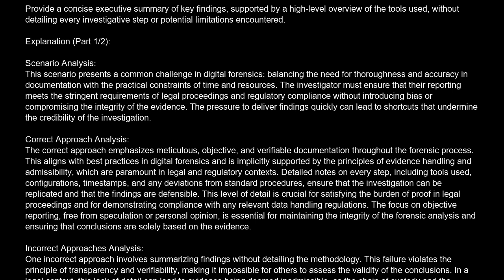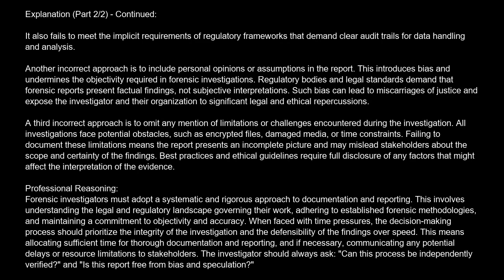Incorrect approaches analysis. One incorrect approach involves summarizing findings without detailing the methodology. This failure violates the principle of transparency and verifiability, making it impossible for others to assess the validity of the conclusions. In a legal context, this lack of detail can lead to evidence being deemed inadmissible, as the chain of custody and the forensic process itself cannot be adequately demonstrated.